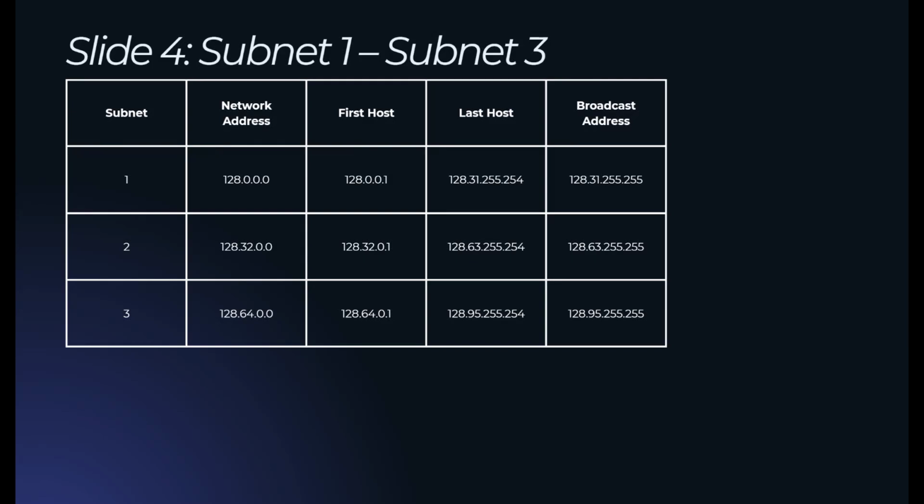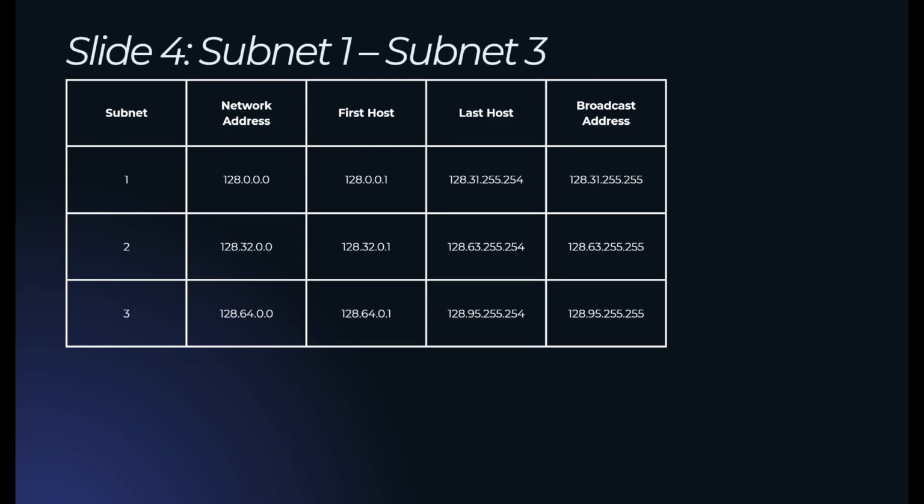For subnet 2, the network address is 128.32.0.0, the broadcast address is 128.63.255.255, and the usable host range is from 128.32.0.1 to 128.63.255.254.